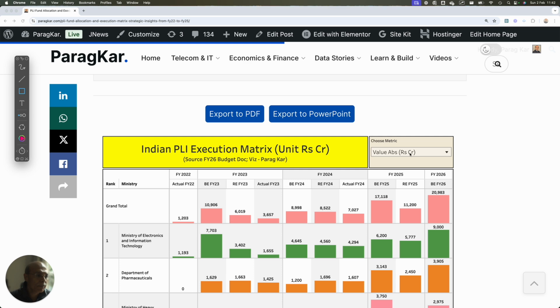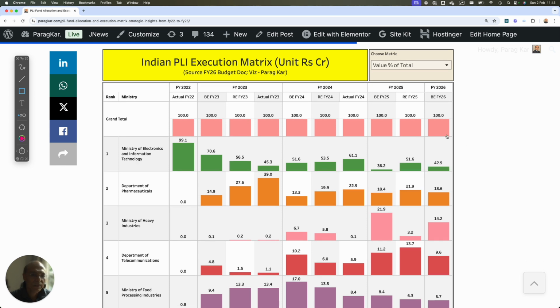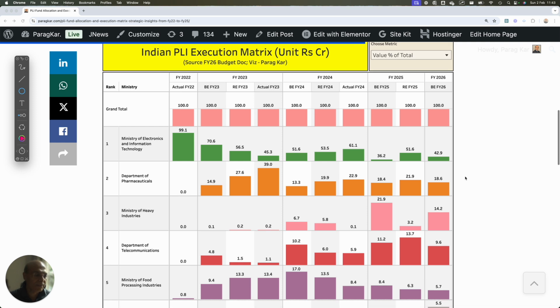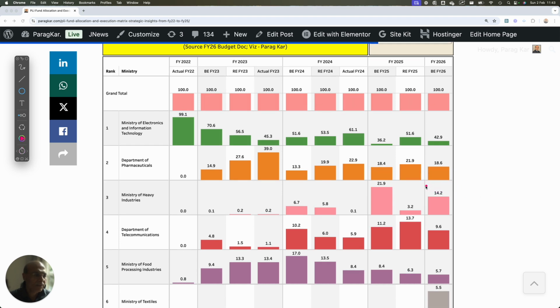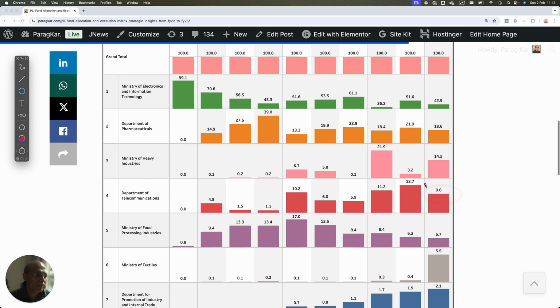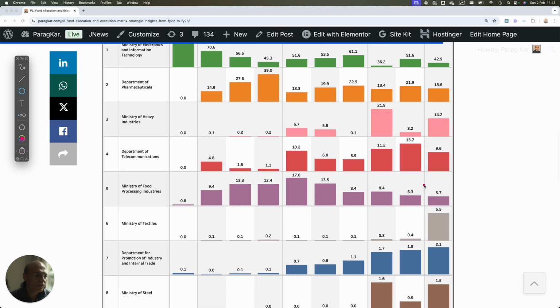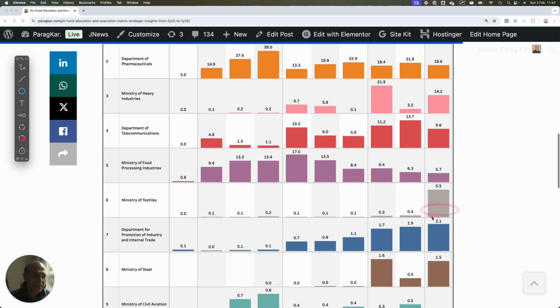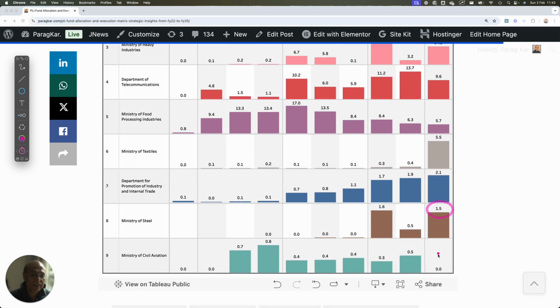And if I do a percentage of total, you can see how this breaks up. The Ministry of Information Technology, 42.9% of the whole PLI budget is coming from it, which is mobile phones. Then pharmaceutical 18.6%, Ministry of Heavy Industry around 14.2%, Department of Telecommunication 9.6%, Ministry of Food Processing 5.7%, Ministry of Textile 5.5%, Department for Promotion of Industry and Internal Trade 2.1%, Ministry of Steel 1.5%, and Civil Aviation 0%.